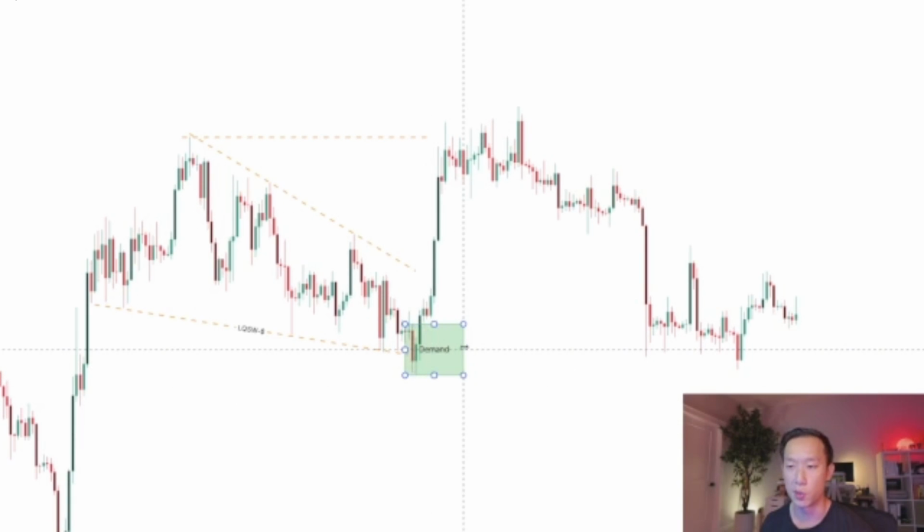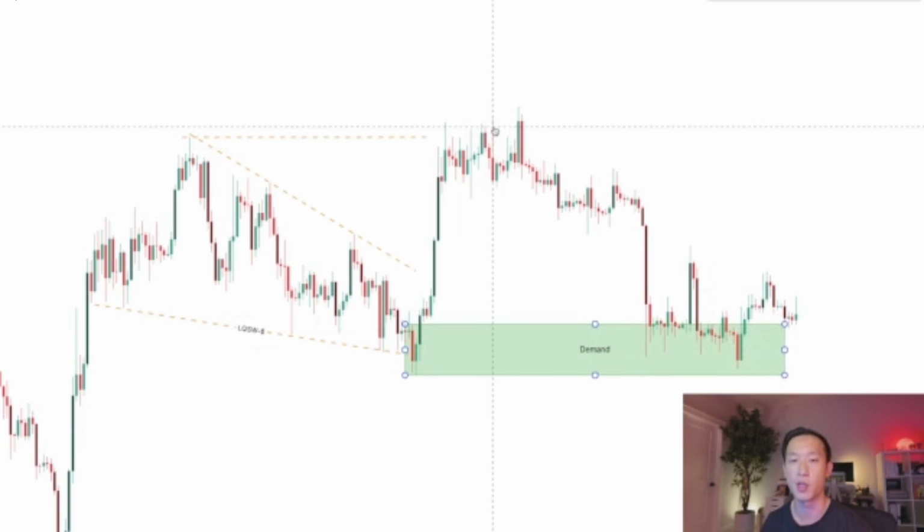Now, if we look at the chart closely, you can see that this area right here, where we have a sell to buy candle, that's our manipulation. This is going to be the origin of our zone because this is what caused the actual break of structure to the upside.